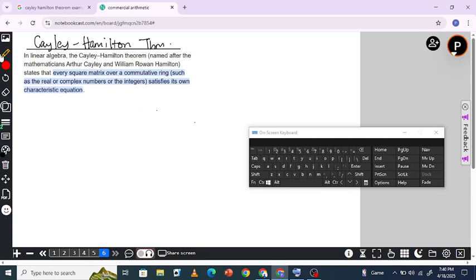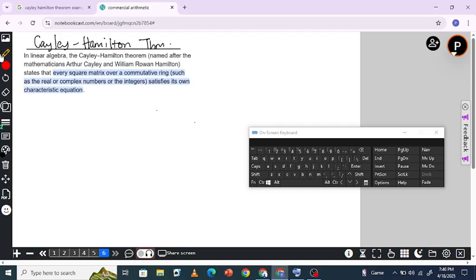Hello and welcome. Today we are dealing with the Cayley-Hamilton theorem. This is a theorem in linear algebra. It was founded by two mathematicians, namely Cayley and Hamilton. And the theorem states that every square matrix over a commutative ring, such as the real or complex numbers or the integers, satisfies its own characteristic equation.